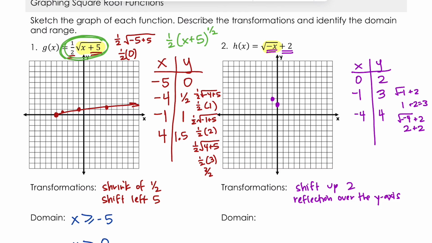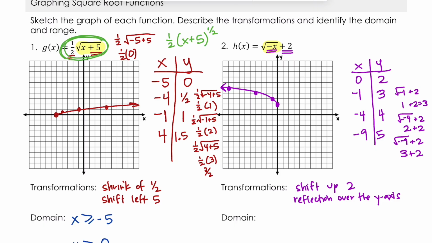So -4, comma +4 is another point on our graph. And one more, we can usually take the square root of 9. Well, in order to get 9 in that highlighted area, I have to plug in -9. So I have -9 plus 2. Well, the square root of 9 is 3, and 3 plus 2 is 5. So -9, comma 5. And we can get a good little square root function from there, that I'm starting at this point that's up 2, and then I'm going to the left from there.